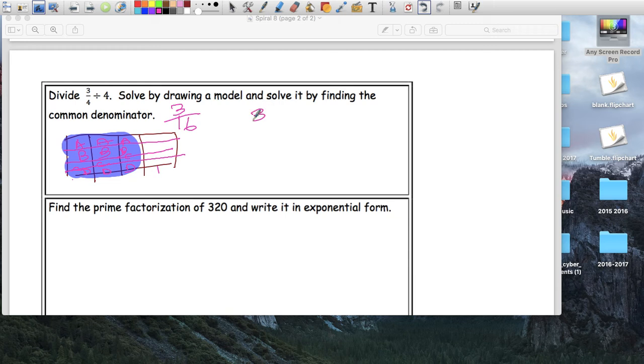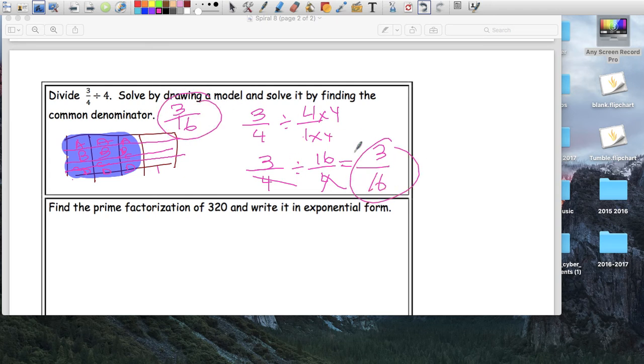Let's see it done the other way. 3 over 4 divided by 4, put this over 1. Common denominator is 4. 3/4 stays as 3/4. This one, how did the 1 become a 4? Times 4, times 4, that's 16. Cross and cross, get 3 over 16 as your answer, which is the same thing we got over here.